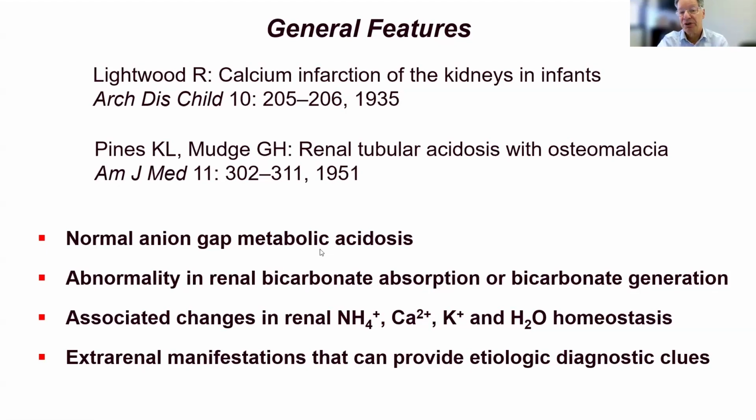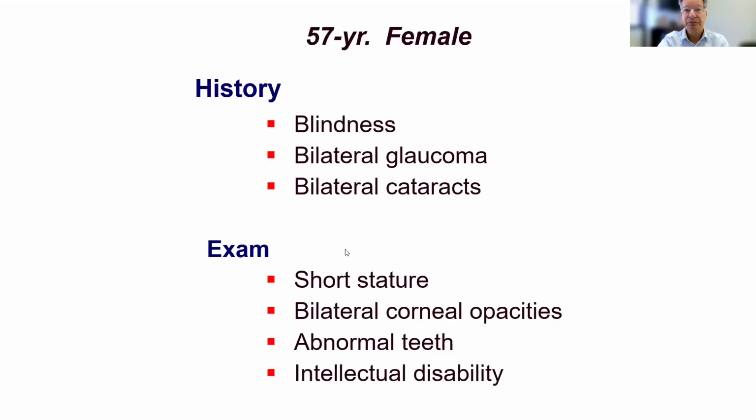And it's also important to know it is associated with other electrolyte abnormalities. It isn't just an acid-base abnormality. There are changes in renal ammonium handling, calcium excretion. Patients are hypokalemic and they have abnormalities in water homeostasis, and they can have extrarenal manifestations that also, if you know them, give you etiologic clues as to the actual cause of the acid-base abnormality.